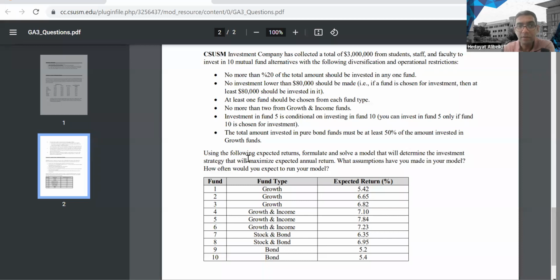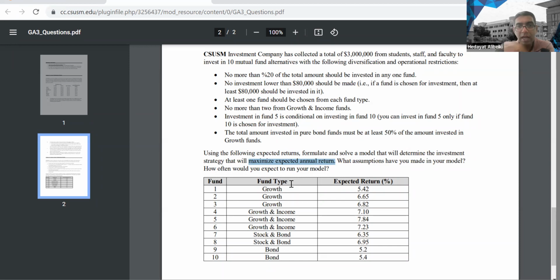And then using the following expected return, the projected return in the future, we want to determine the investment strategy that will maximize expected return. So we got the keyword here for the objective function: maximization of expected annual return. And then we would answer this one. What assumptions have you made in your model? How often would you expect to run your model?